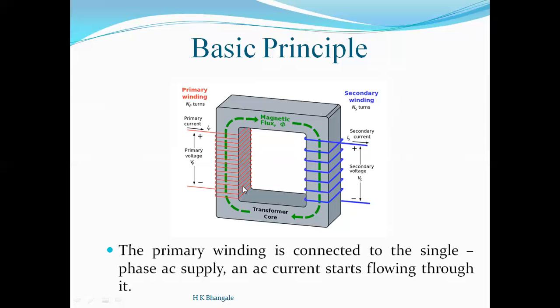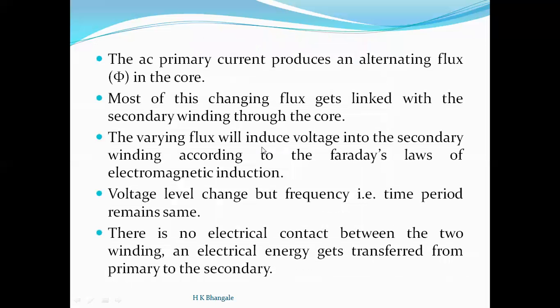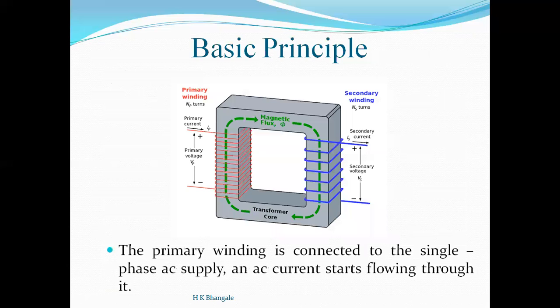And due to the flow of the current through this primary winding, a magnetic flux will be induced, and that will flow through this transformer core. Most of this changing flux gets linked with the secondary winding through the core. Now this flux is changing because the magnitude of the current always changes in the coil. It is alternating current, so this changing flux links with the secondary winding through the core. Now the varying flux will induce a voltage in the secondary winding according to Faraday's law of electromagnetic induction.